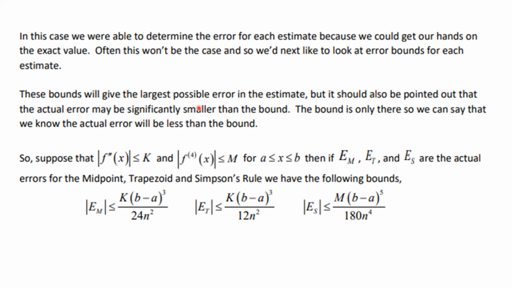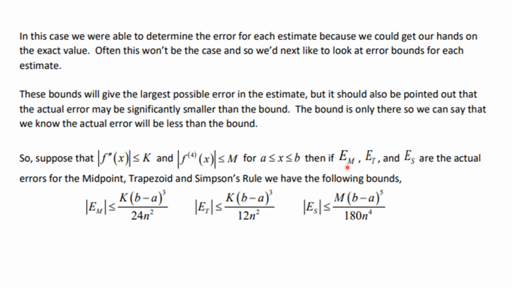These bounds will give the largest possible error in the estimate, but it should also be pointed out that the actual error may be significantly smaller than the bound. The bound is only so we can say we know the actual error will be less than the bound. And there are some if parts. The second derivative of f of x has to be less than or equal to k for the trapezoidal rule, and for Simpson's rule the fourth derivative has to be less than or equal to m. So these derivatives are bounded. This means that the fancier the technique, the more stringent the requirements.